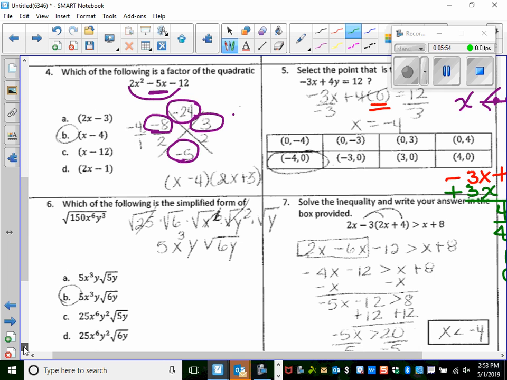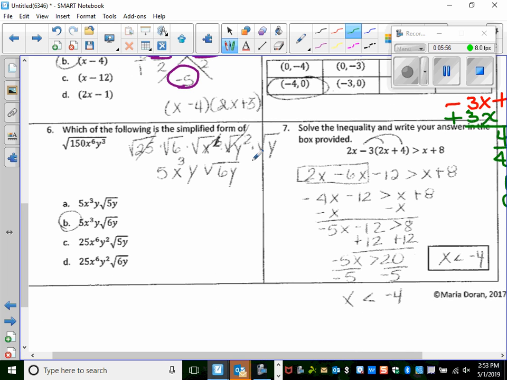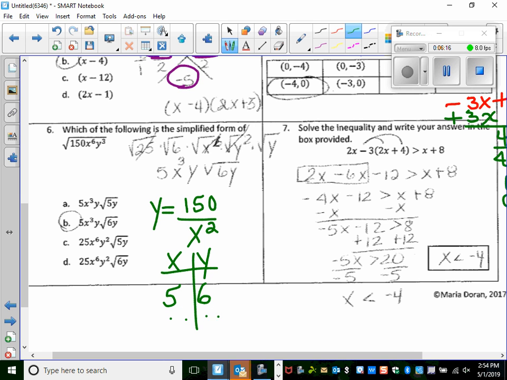So for number 6, now I worked this out by hand, but you could also, and let's do this together, hit your y equals key and put in 150 divided by x squared. And then we're going to go to our table. So hit second graph. And then you should see 5 and 6 and everything after that are decimals.